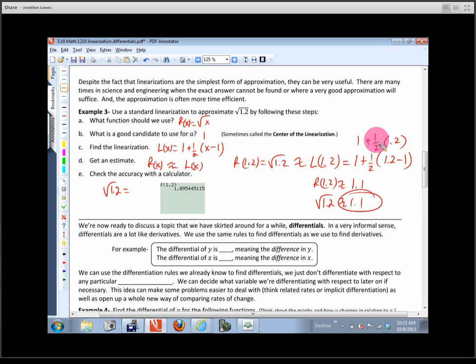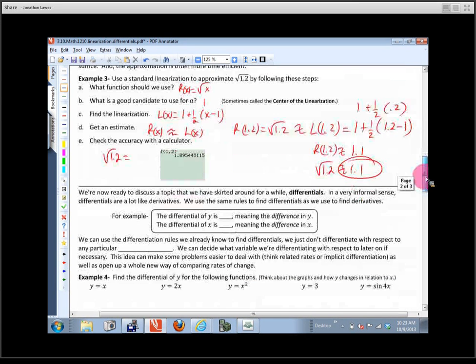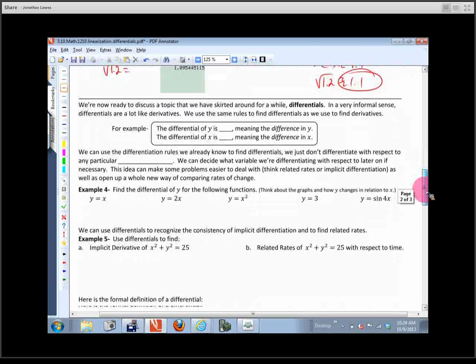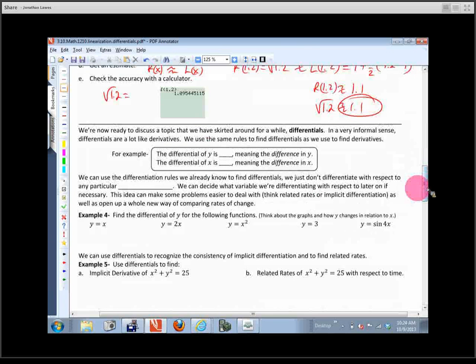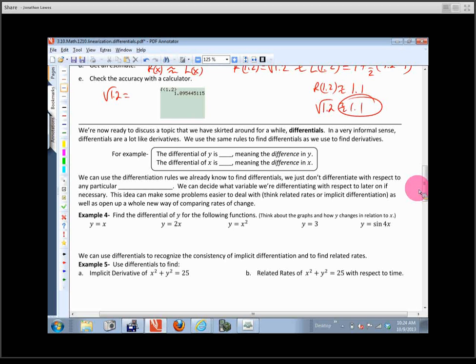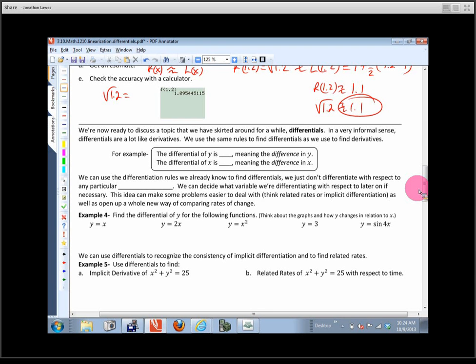Okay, in Calc 2, you do stuff that's a little more sophisticated. You go away from just using lines to using maybe curves that will approximate other curves, but they do it in a pretty cool fashion. So now let's talk about an issue that we've skirted around for a little bit. We've broached this topic, and I've talked about differentials a little bit, but now we're ready to deal with them a little bit more formally, okay?